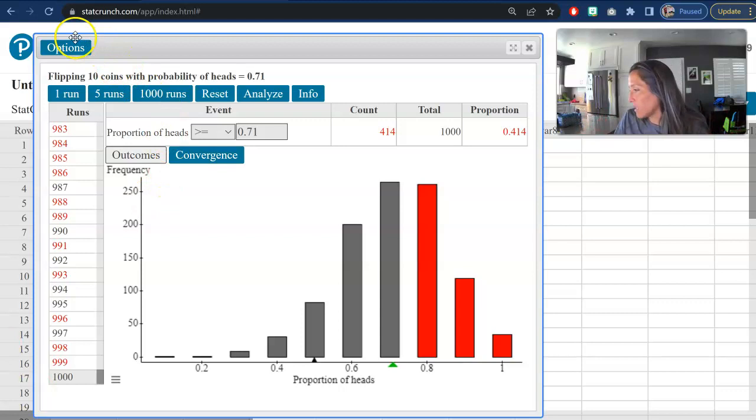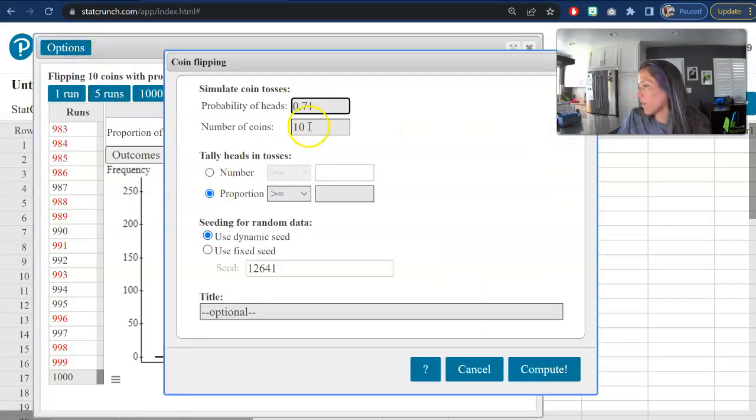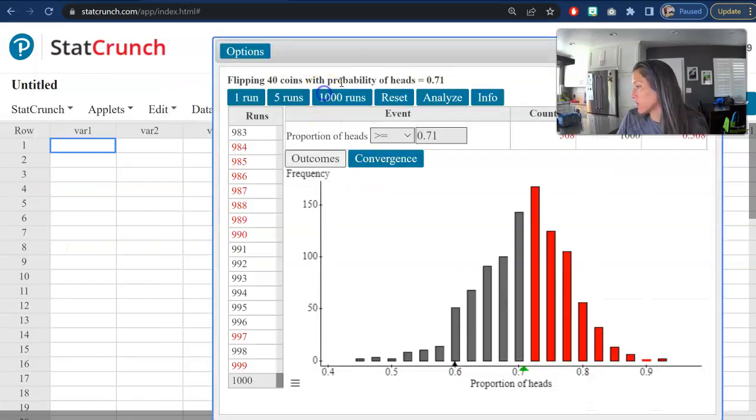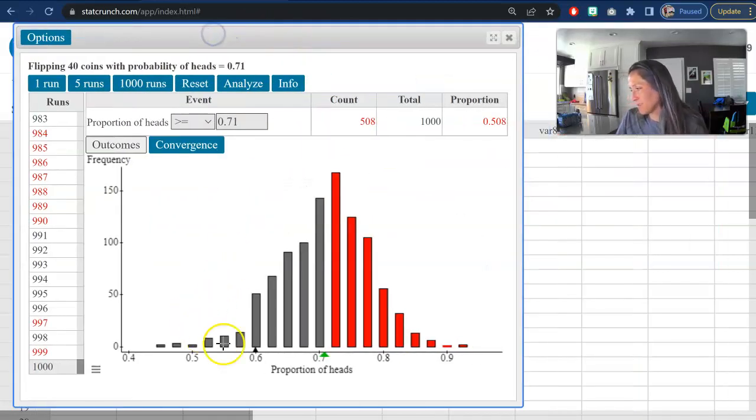Let's go ahead and change this once more. Let's look at what happens when we do 40. If we think now about that rule of thumb, we're getting a little closer. 40 times 70%, that's about 28. That leaves me 12. Yeah, so I would actually have my rule of thumb. So let's look. Okay, she's looking a little funky. That's what happens with randomness.